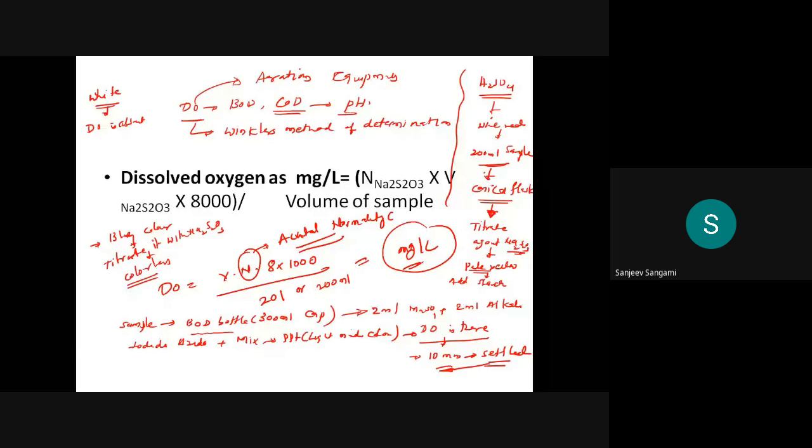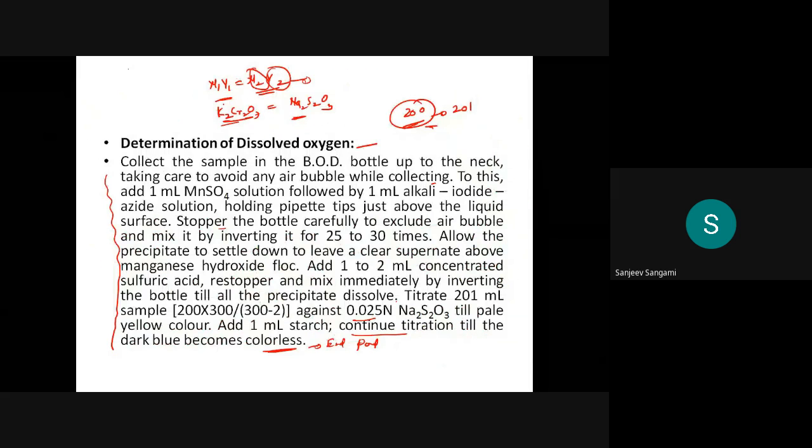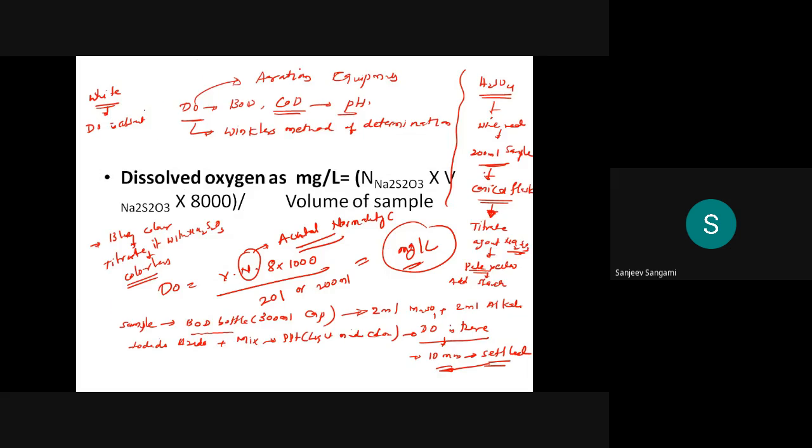Then calculate the DO using N into V into 8000 divided by 200 ml, since you took a 200 ml sample. N is the normality of the sodium thiosulfate, and V is the volume consumed till colorless, which is very important; you have to note down how much volume it consumes. Then it is 8000 divided by 200 ml of sample. So this is about the dissolved oxygen.